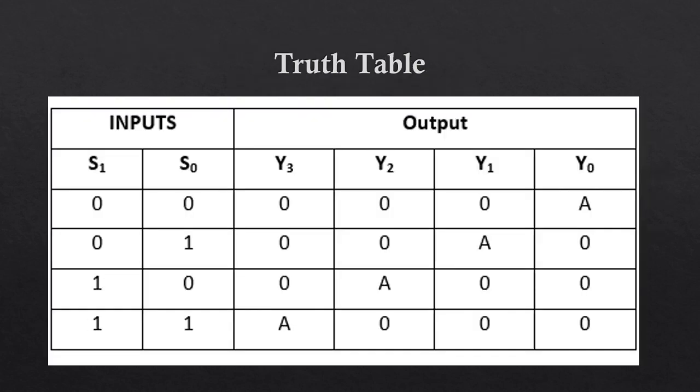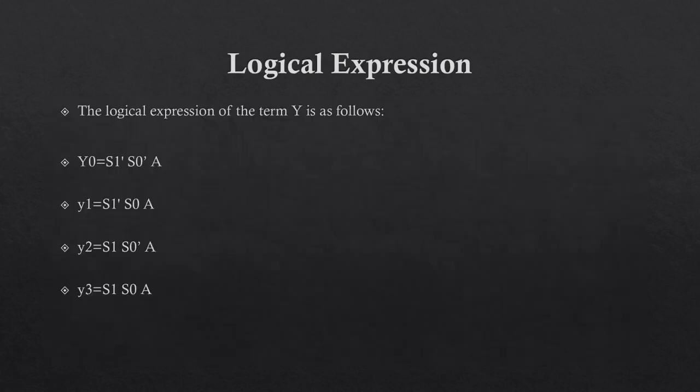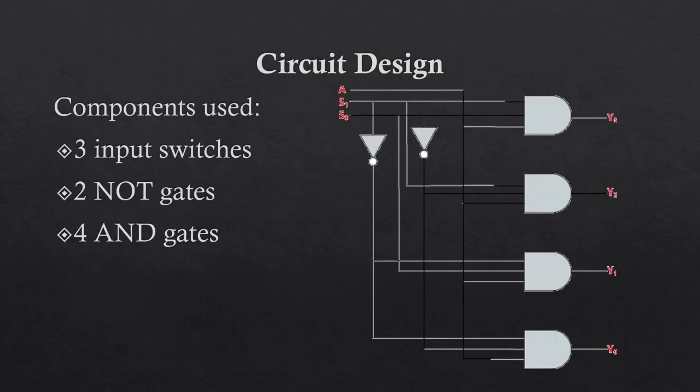So here is the truth table which we'll be using for verification in the simulation. The logical expression is this, which we obtained from the truth table, as we all know. So here is the circuit design. Our circuit here will consist of 3 input switches, 2 NOT gates, 4 AND gates. So now let's move on to the simulation part for better understanding.